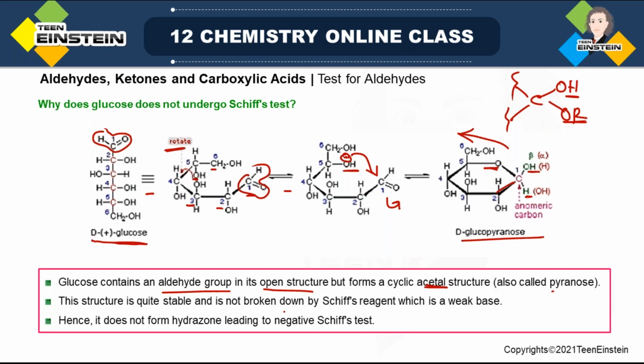So this cyclic structure is very stable and is not broken down by the Schiff reagent, which is a weak base. In the Tollens test also there is basic condition, but whether the basic condition is weak or not, we have to keep in mind, right? If it is weak, then mostly it will remain in the cyclic form, it will not remain in the open chain form. And if it is not remaining in the open chain form, obviously the test for CHO group is not possible. So that is why when we are treating it with Schiff reagent, it will give a negative Schiff test. Fine. So that is an important observation, which is not the case in the other test, that is Tollens test.